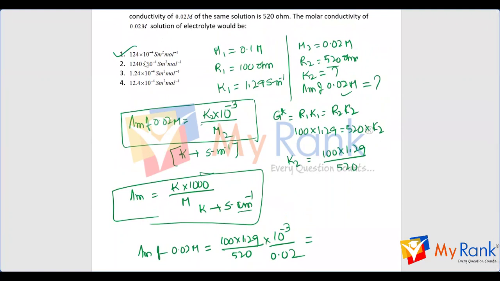So this is very important. When the unit is given in meters, you have to take this formula. When the unit is given in centimeters, you have to use the other formula. This is very, very important. The answer is 124 into 10 power minus 4 Siemens meter square mole inverse.